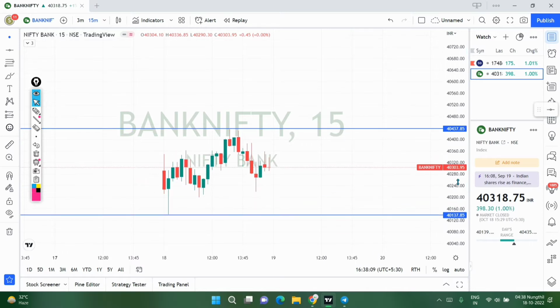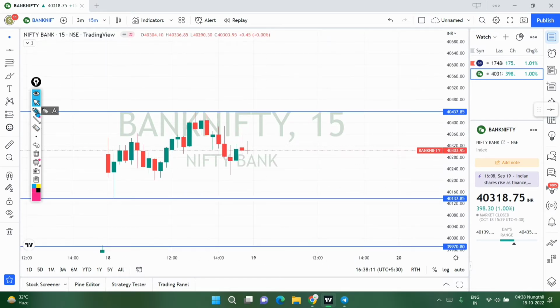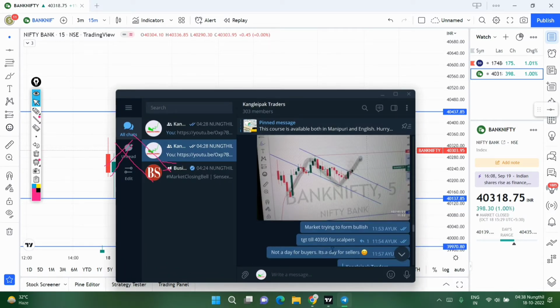The reason behind the trade for scalping was this pattern. You can see a pattern here, and this pattern is known as a bullish flag. I sent the entry from here, stop loss below this, and my target was 40,450. I have sent this in Telegram, I'll show you in Telegram. So 40,350 is the target for scalpers. This was the trade which I sent in this Telegram group, Community Traders.